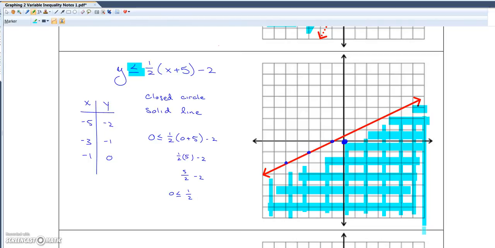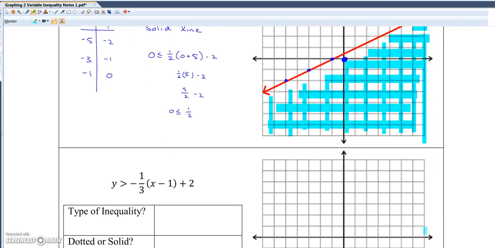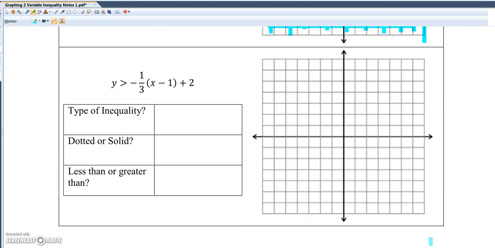As I scroll down, I want you to go ahead and work on this problem on your own. If you're working independently right now, go ahead and pause the video. Do your work. And now let's go ahead and check your solutions.